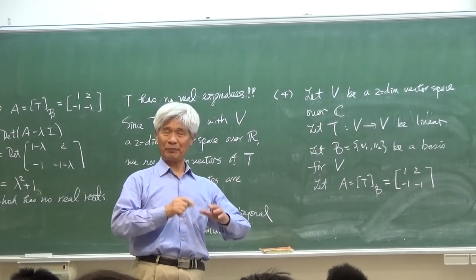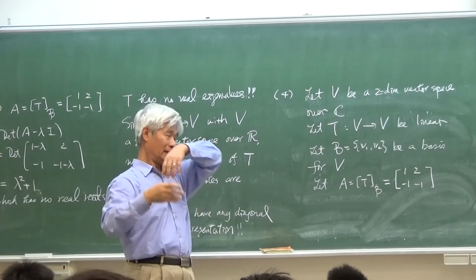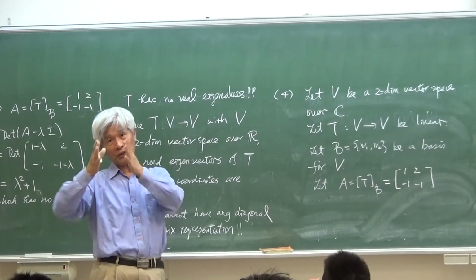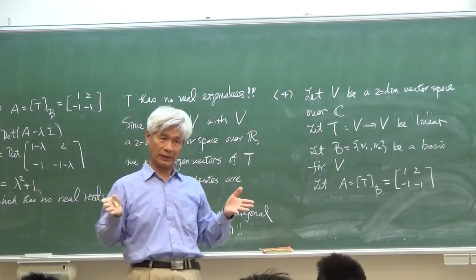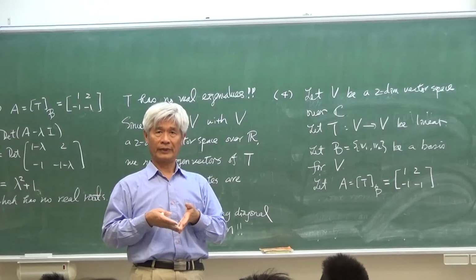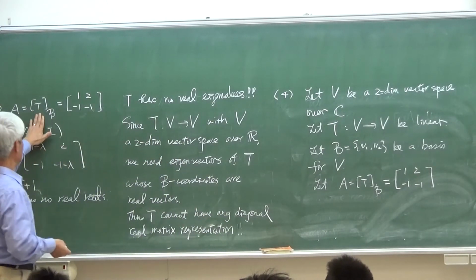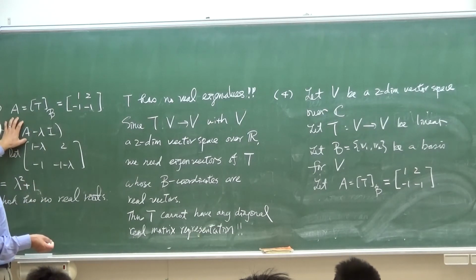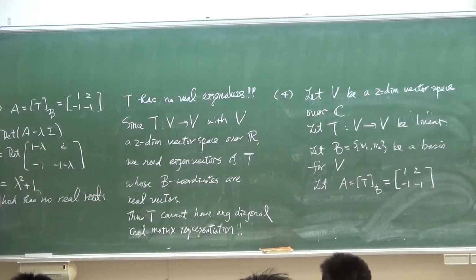So we select the basis, okay? And the B coordinates would be real vectors because everything is real, right? So the coefficients should be real. Okay, and then we find that relative to the basis we have a real matrix. But once we want to find the eigenvalue, we can't have any real eigenvalue. So we get into trouble.